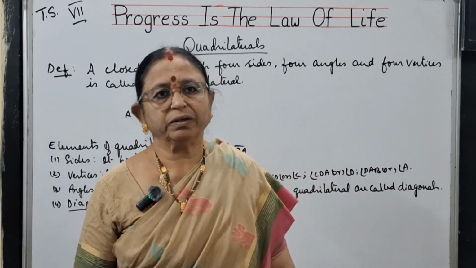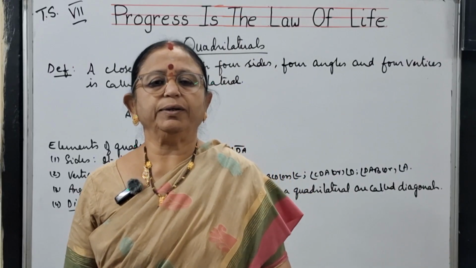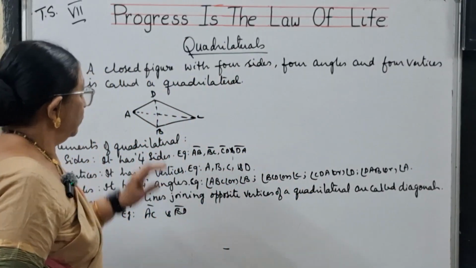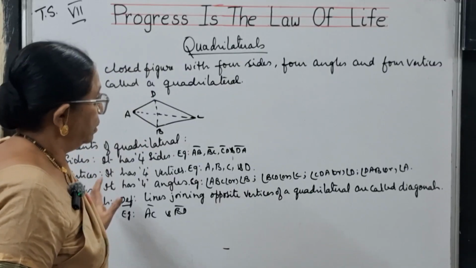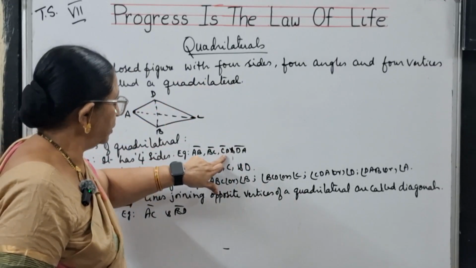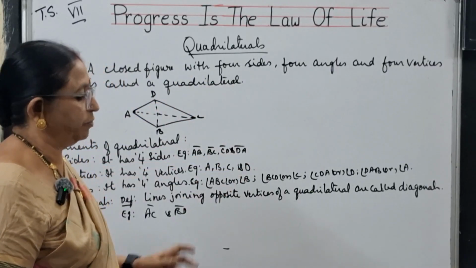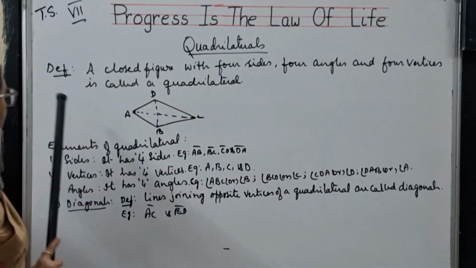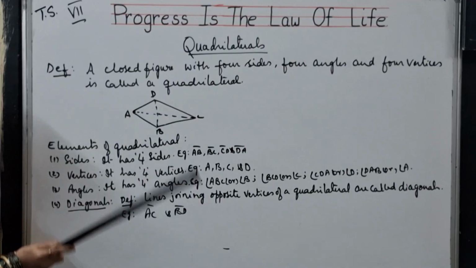Now I am dealing with 7th class maths. A new chapter I am starting, that is quadrilaterals. So here I have written about the definition and about the elements of quadrilateral. I will explain one by one. Please note it down. The first one is about the definition of a quadrilateral.